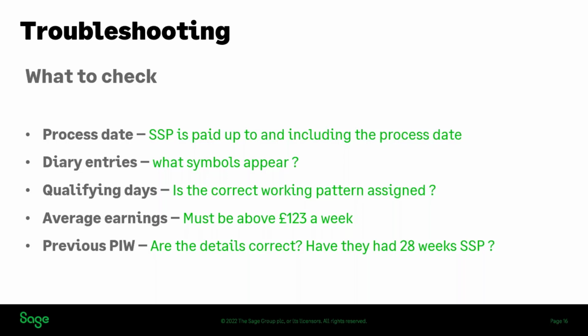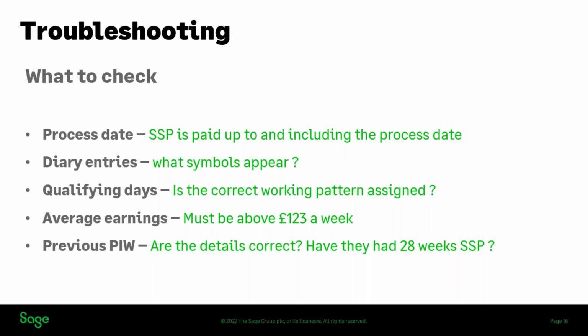Next, diary entries. You can pop into the absence diary as we showed you to check what symbols appear. Is there the right amount of Ps? Are they on the right working day pattern? Are the waiting days there? Have they been off for 4 or more consecutive days, for example? That will all have an impact on what symbols appear. Just mentioned it there, but qualifying days: is the correct working day pattern assigned? So you can usually get a clue from checking the diary entries, but it's also worth checking that's correct as well.